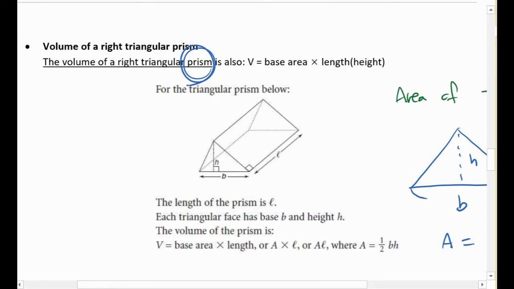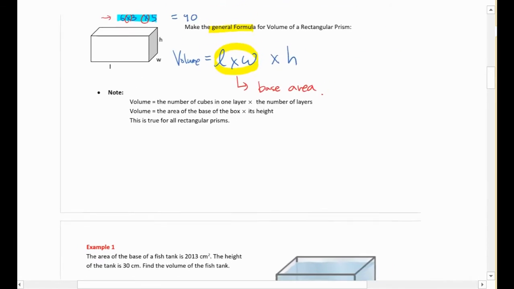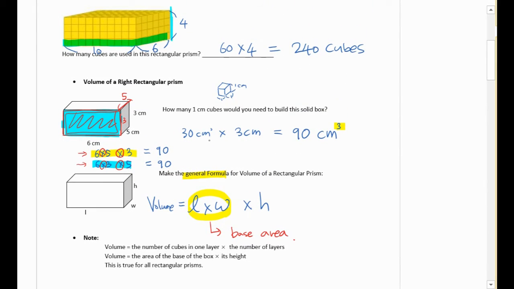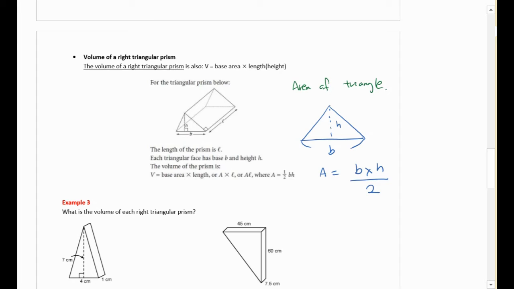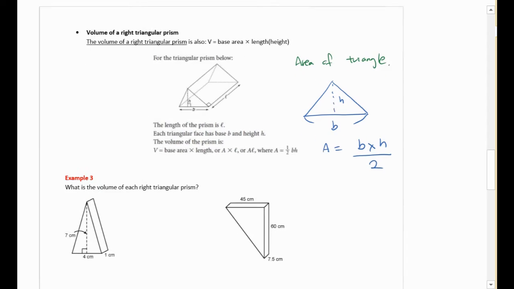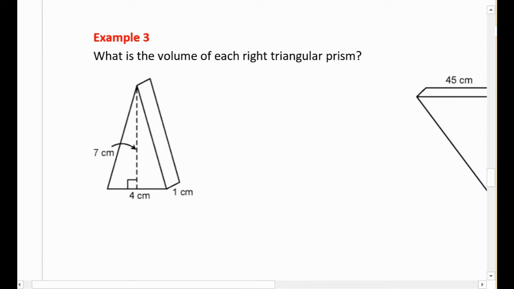So to find the volume of a prism, we find the base area times the height. For a rectangular prism, what we did is we found the base area times the height. So this applies to the triangular prism as well. Actually, all prisms. So we just need to find the base area and times it by the height. So what we're going to do is find the base area, which is the area of the triangle, and times the length, times the height. Okay? So let's find the base area.